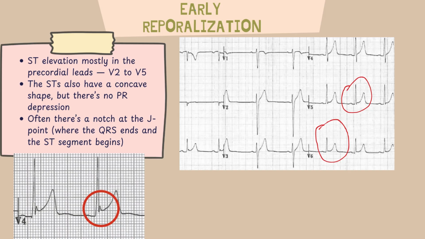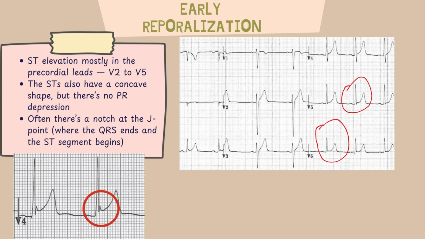Then we have early repolarization, which can look a lot like pericarditis, but it's actually a common finding in healthy young individuals, especially athletes. And here's how we know that it's benign. ST elevations are mostly limited to precordial leads, V2 to V5. Also, they're concave in shape, but there are no PR depressions. Often, there's a notch at the J point where the QRS ends and the ST begins.